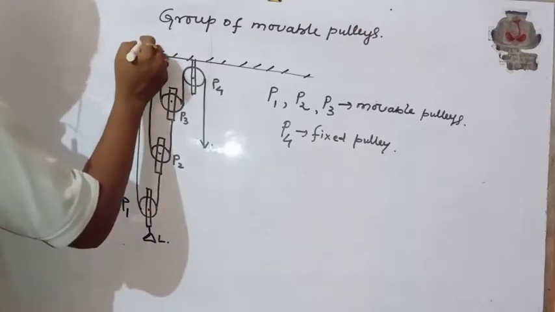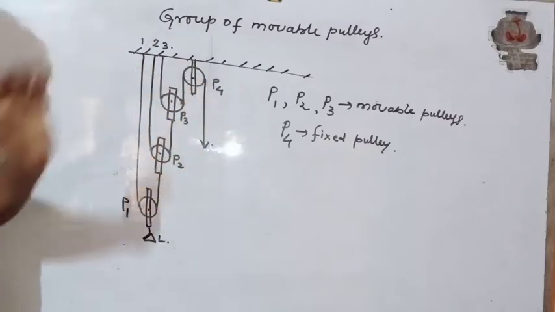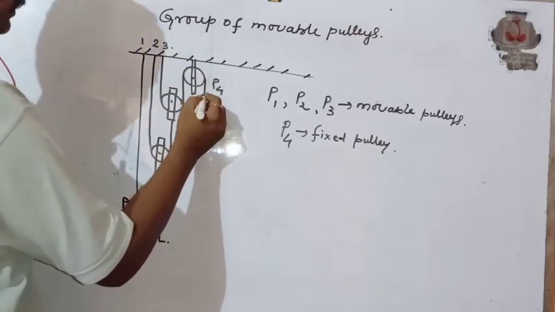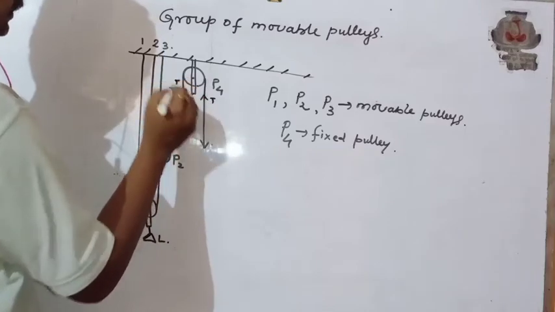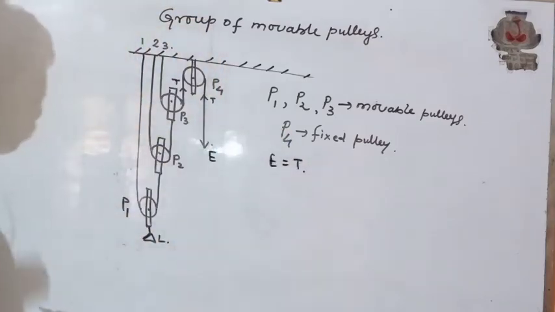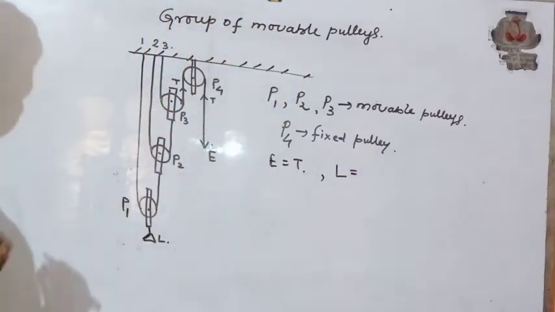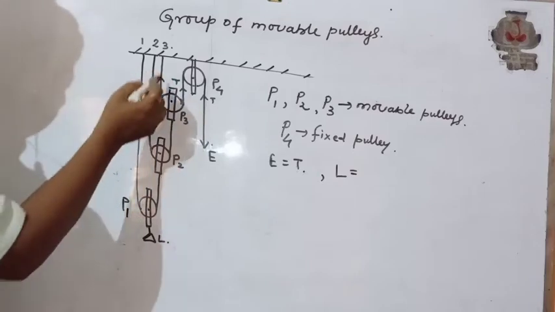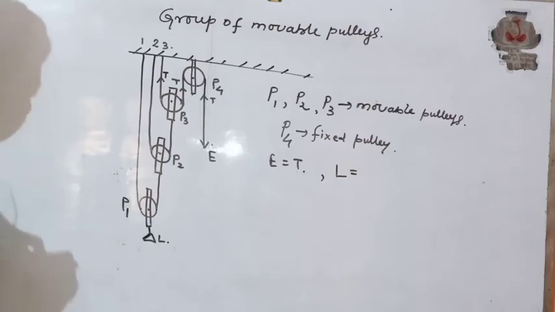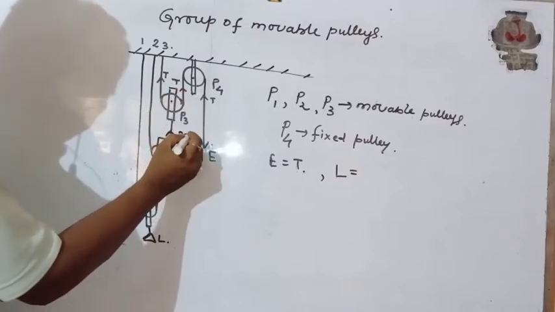Now this is one string, this is the second string, this is the third string. So you can see 3 different strings are used. Suppose we talk about string 3. If this tension is T and this tension is T, then effort equals tension T. Now how to calculate the tension associated with the load? In string 3, all the segments will have the same tension because its mass is negligible. But this tension is supported by the addition of these two tensions, so that is equal to 2T.